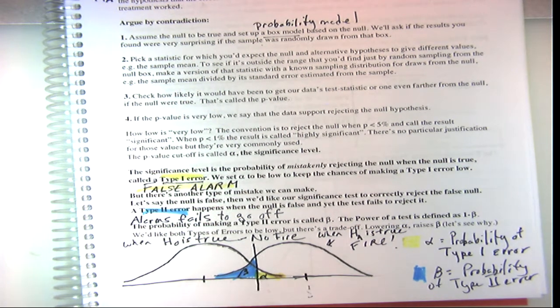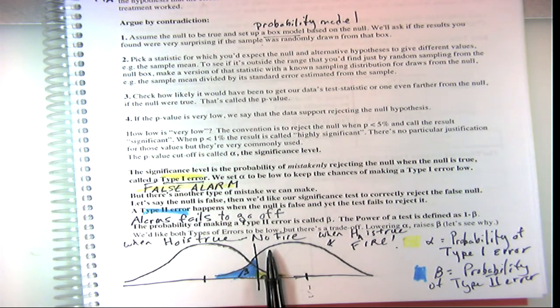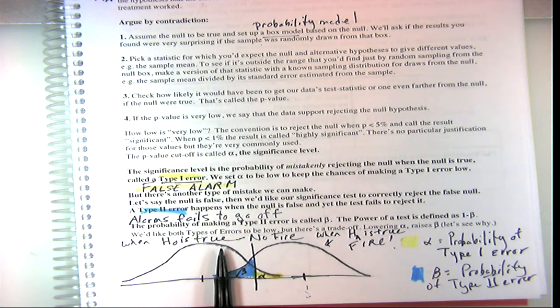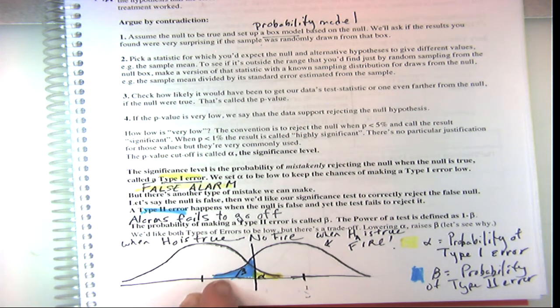If we lower alpha, see how we make beta bigger? And if we raise alpha, we're going to make beta really small. And that's why smoke detectors are usually made that way, and that's why they go off so often, even when there's not a fire, because they want to reduce the probability of a type 2 error, which is much more serious. So it just depends on the situation.